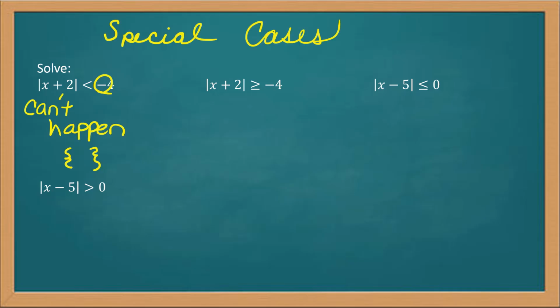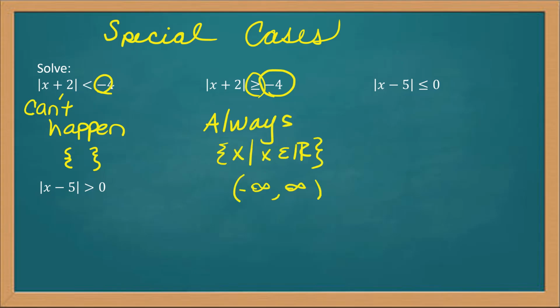All right, the second one, you've got the absolute value of x plus 2 is greater than or equal to -4. Again, this is fairly obvious. An absolute value is always positive, so it's always greater than -4, in which case x could be anything. X can be any real number. And so we would say x such that x is a real number, and then we would also write the interval notation negative infinity to infinity.